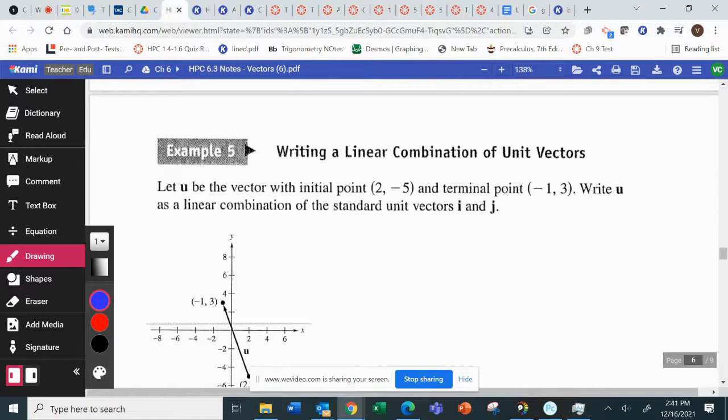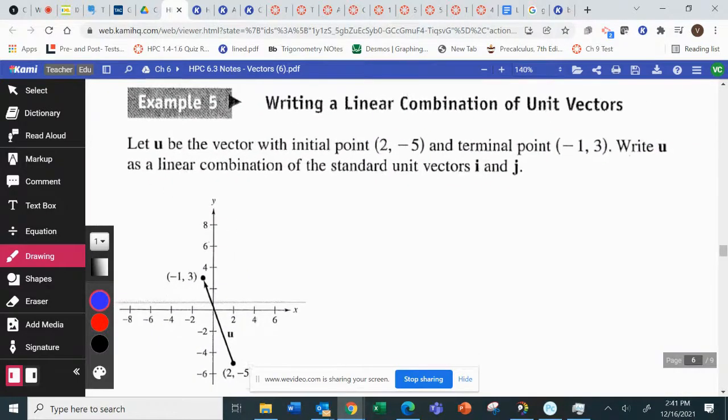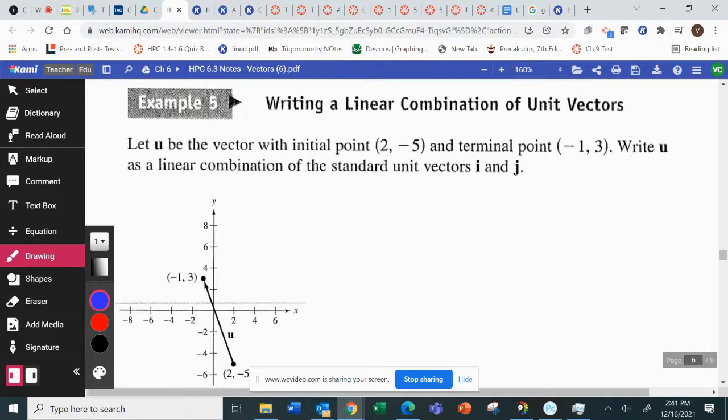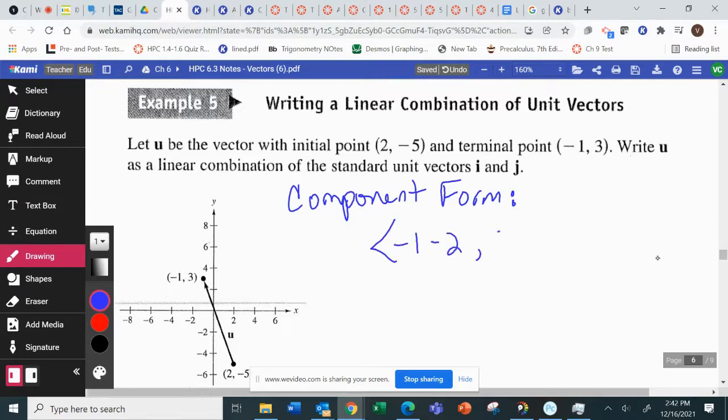Writing a combination of unit vectors. So let u be the vector with an initial point at (2, -5) and a terminal point at (-1, 3). We're going to write u as a linear combination of the standard vectors i and j. So I'm going to start in component form. I guess you don't even have to do component form at all, but I always like to use it. And I'm going to do -1 minus 2 and 3 minus -5. So I get <-3, 8>. Questions about what I did?